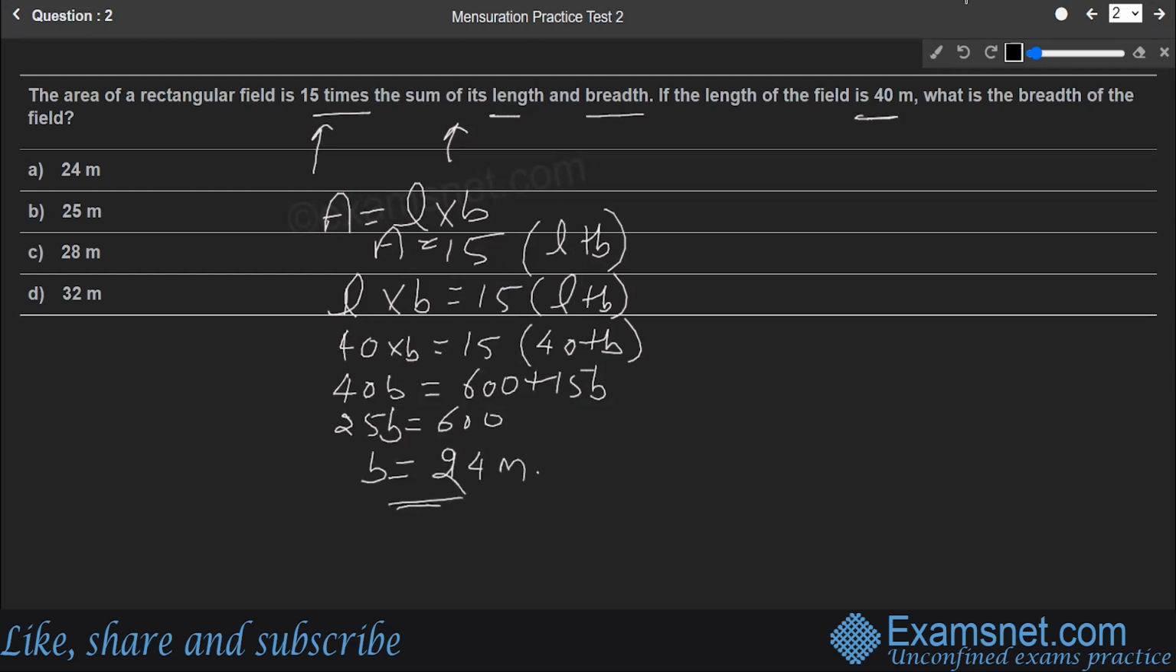So we have got the breadth value. Yes, he was asking the question that what is the breadth of the field. So it comes out to be 24 meter. It is available in option number A. So it becomes the right answer.